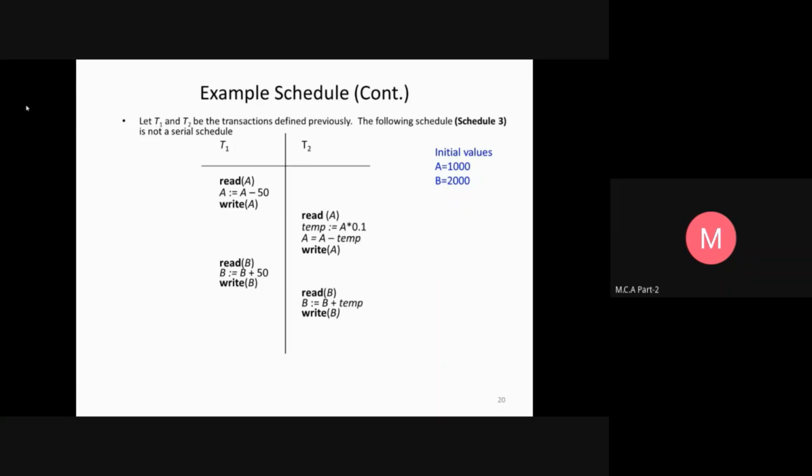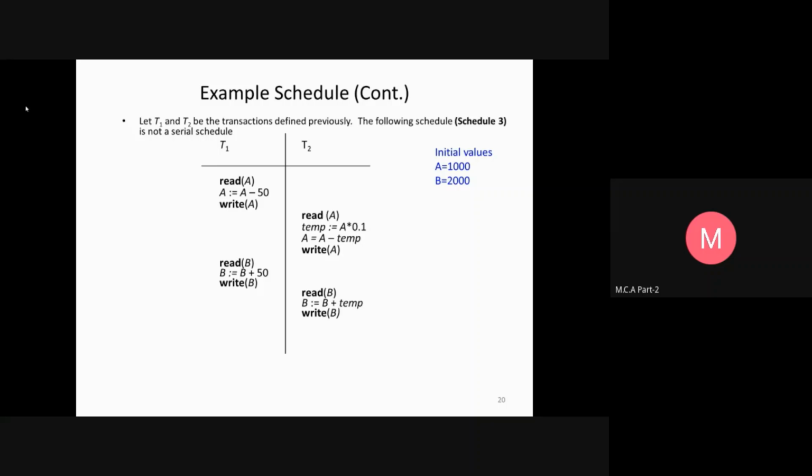In this second example, which we're calling schedule 3, we are doing the same thing as in schedule 1. We're transferring 50 from account A to account B, and then we are transferring 0.1 of account A to account B. We start off with the same initial values, and we need to see whether these concurrently executing transactions will be allowed in the database or not. Now this one is different from the previous one, because in the previous schedule, T1 executed fully and then T2 took over. So there was a serial execution of T1 followed by T2.